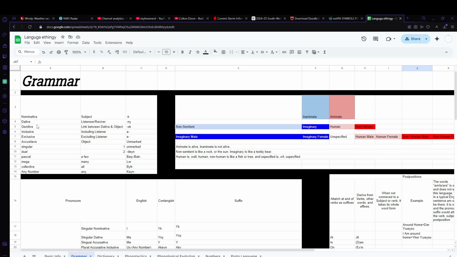And a collective number for if we're just talking about every house. Every house has a front door. And any number of houses probably have a front door. I know mine does.